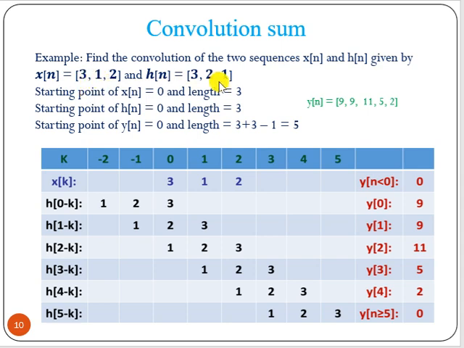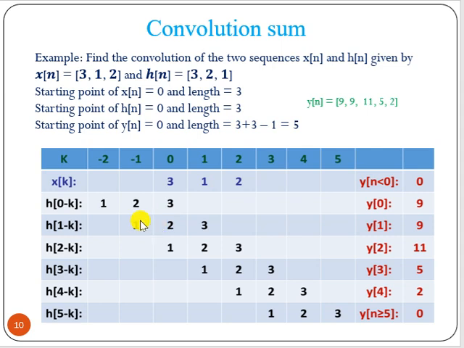Now what is the starting point? No arrow is provided, so by default the first value is the starting point. So the starting point of xn is 0, length is 3. Starting point of hn is 0, length is 3. So the starting point of yn should be equal to what? Nothing but 0 plus 0, that is 0, and length n1 plus n2 minus 1, so that is 5.